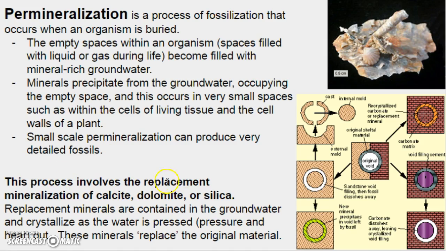So this process involves the replacement mineralization of calcite, dolomite, or silica. Those are the three common ones. The replacement minerals are contained in the groundwater and crystallize as the water is pressed out by pressure and heat. And these minerals replace the original matter.